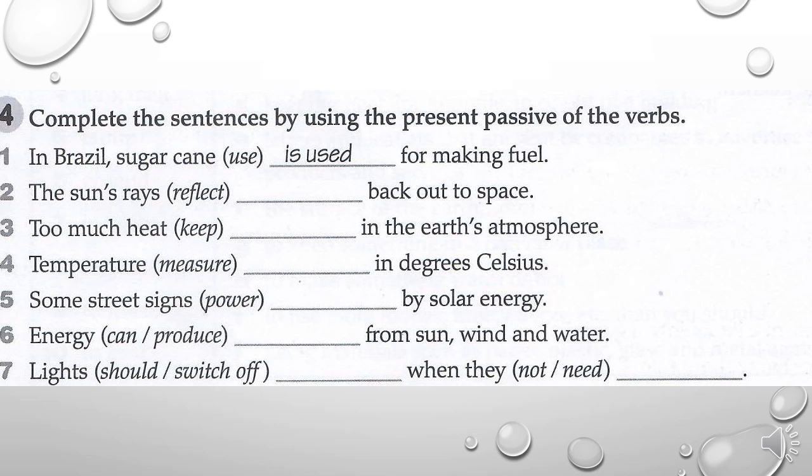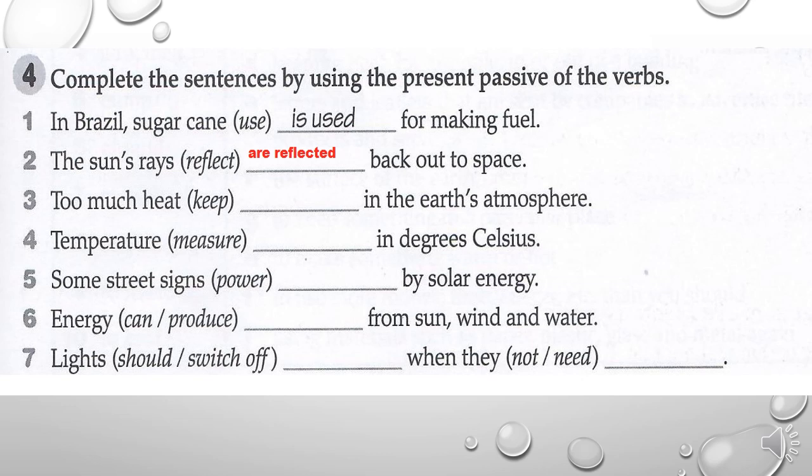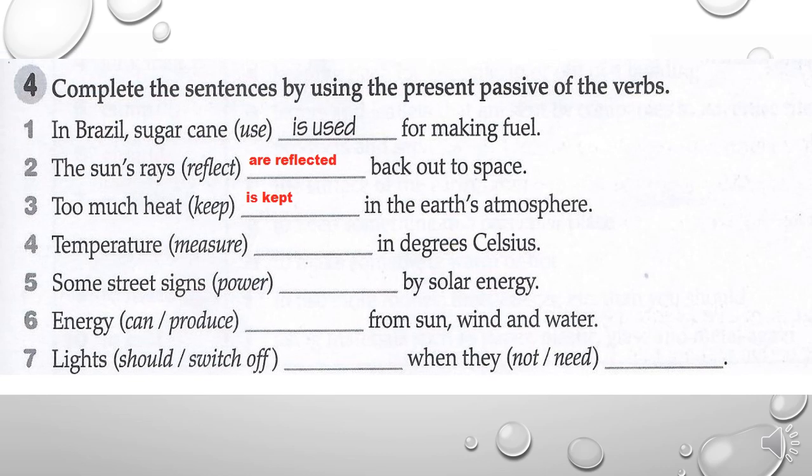Number 2, the sun's rays. Now rays here is what? Rays is plural, so we have to use are, okay, and the past participle of reflect is reflected. So the answer of number 2 is are reflected. Now 3, too much heat is kept. Why is is used here? Because heat is singular like water, okay? So too much heat is kept. Kept is the past participle of keep.